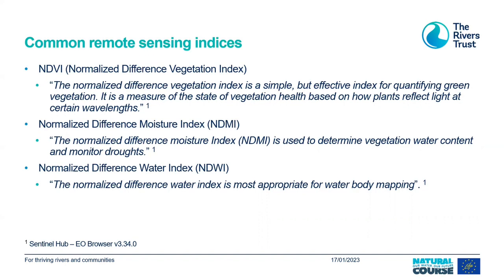The first one is NDVI, the normalized difference vegetation index. It's a really useful tool. It can be used to measure the health of vegetation based on how plants reflect light at different wavelengths. The next one is the normalized difference moisture index, or NDMI. You can use that to look at the water content of vegetation, which makes it a really useful tool for monitoring droughts. And finally, there is NDWI, the water index, which is really helpful for highlighting water bodies in the landscape. I'll come back to those later in the session.